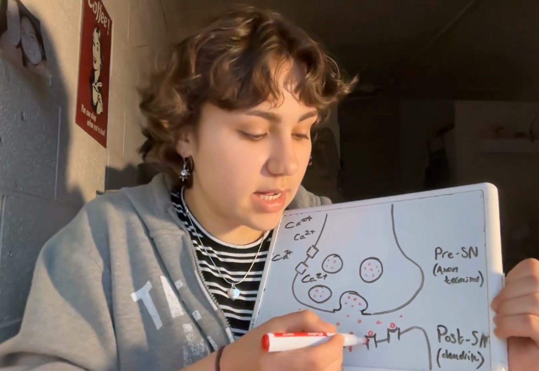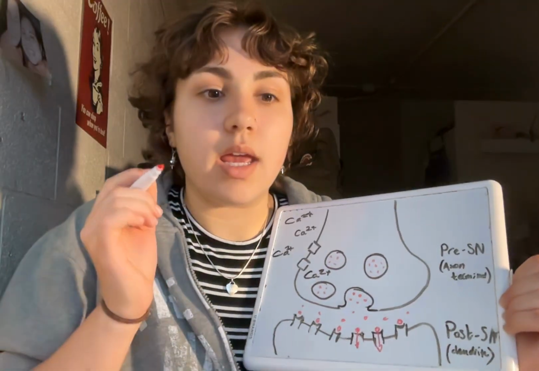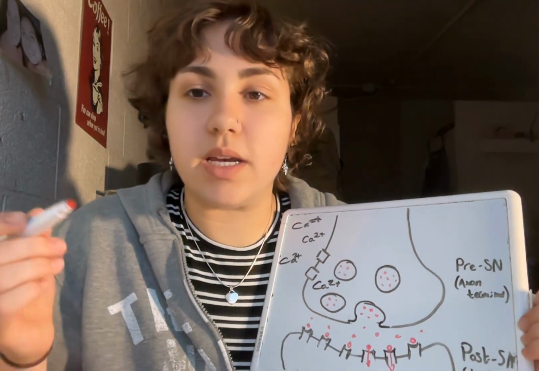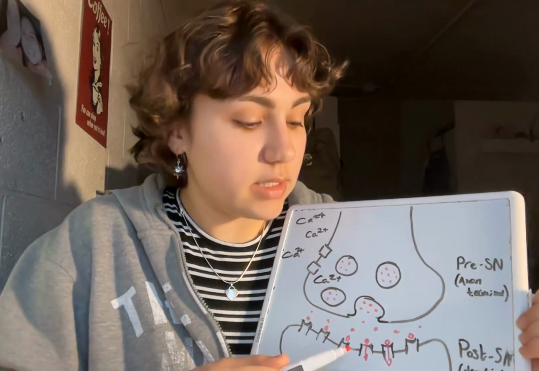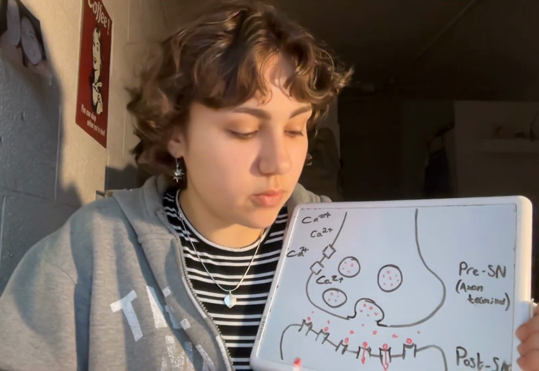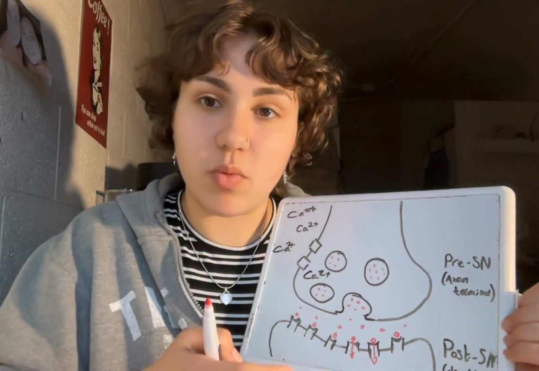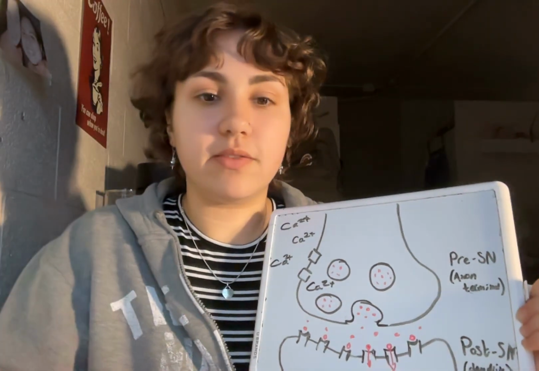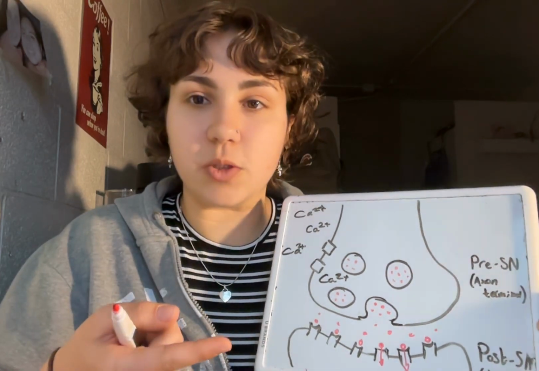The other reaction that it can have when it comes into the cell is inhibitory postsynaptic potential. This causes hyperpolarization, which means that it becomes way more negative than it was initially, and it's less likely to flip charge and cause an action potential.